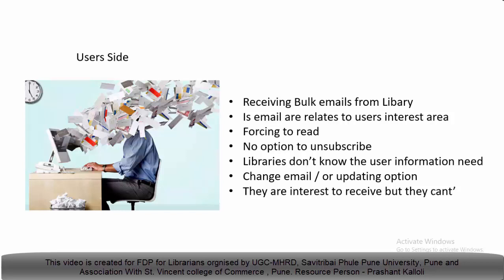Libraries are sending their information and alert emails to users regularly or on a daily basis. This means users are receiving bulk emails from the library site. Now this is the problem. The most important question is whether these emails really relate to their information requirement. Sometimes we send science book details to social science students. That is a big question of utilization.